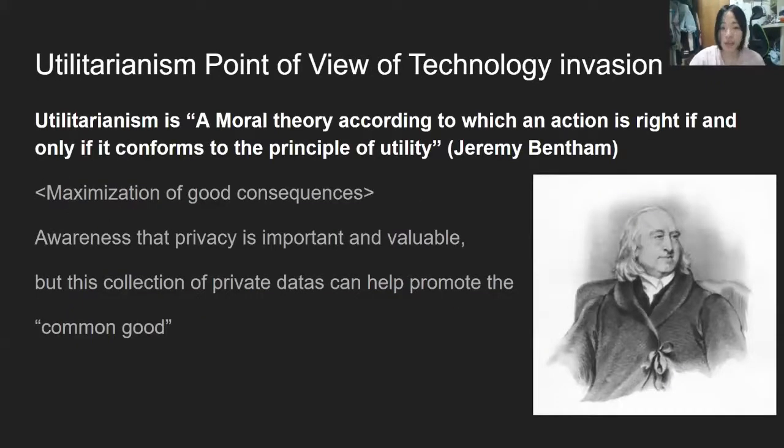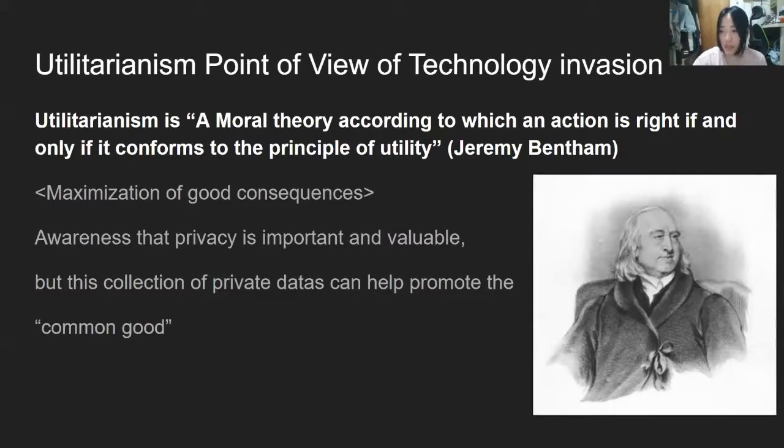But we thought of this from a utilitarianism point of view of technology innovation. Utilitarianism is a moral theory according to which an action is right if and only if it conforms to the principle of utility founded by Jeremy Bentham. It's also the maximization of good consequences.